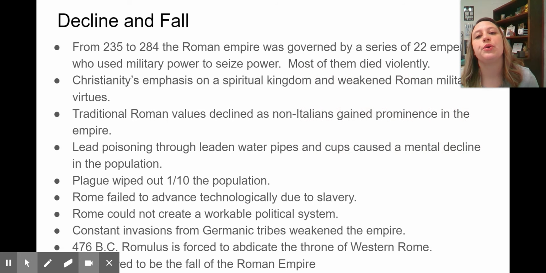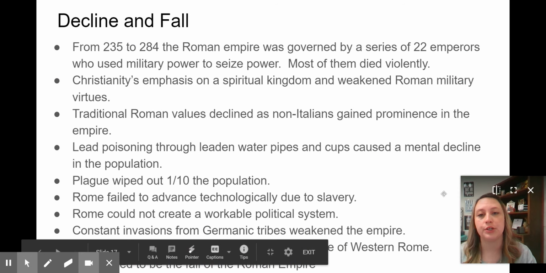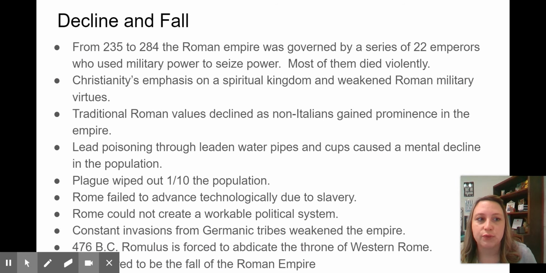So from 235 to 284, the Roman Empire was governed by a series of 22 emperors. That's a problem. If you look, that's like 50 years. You have 22 emperors in less than 50 years. So they used military power to seize power. And a lot of them died violently because they were overthrown by other people who were trying to take over the government violently. So there's a lot of unrest.